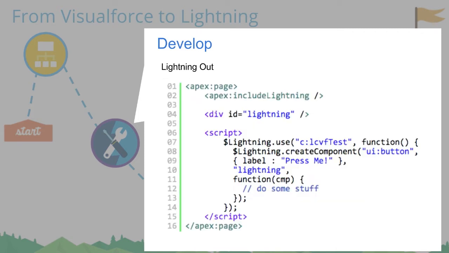The basic syntax is like this. You can see the standard Apex page. In the JavaScript area, you can use $lightning.use, $lightning.createComponent to create and interact with the Lightning components inside your Visualforce page. So you imagine your org, you're not fully migrated yet. You just want to try one Lightning component and see how it works and immediately put it in use inside your Visualforce environment, and you can use Lightning Out.